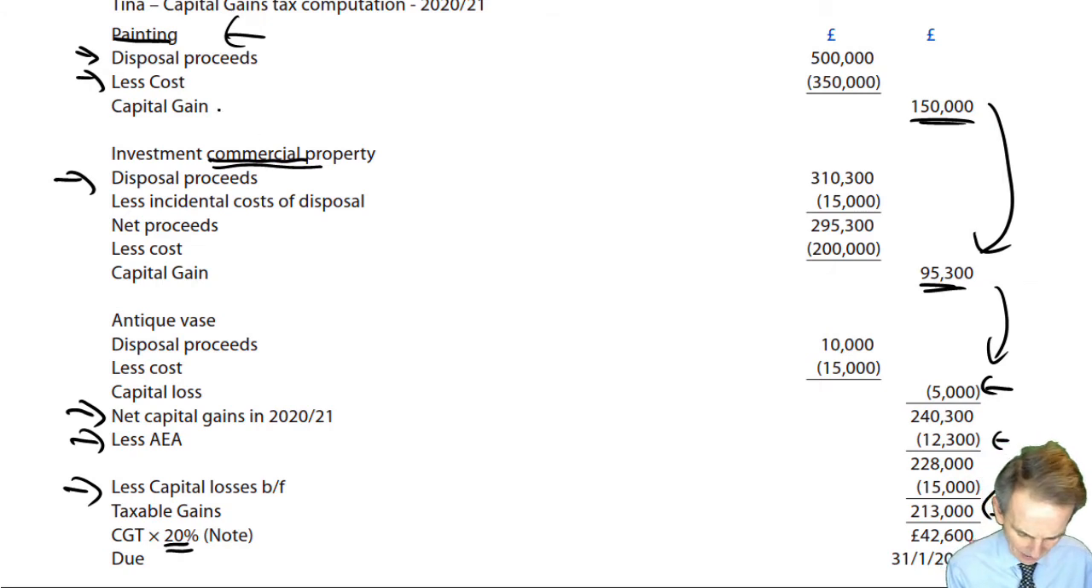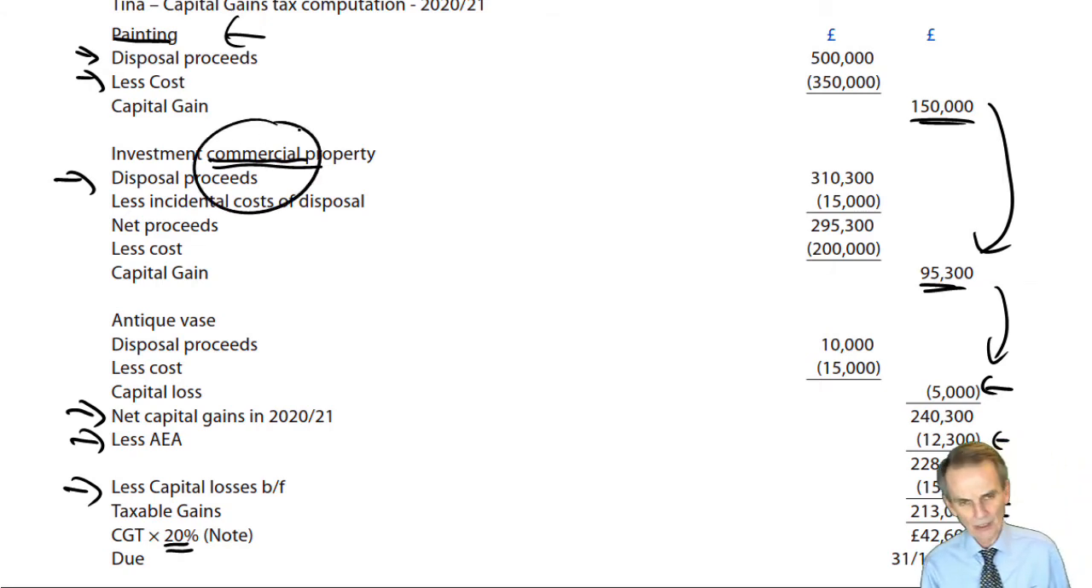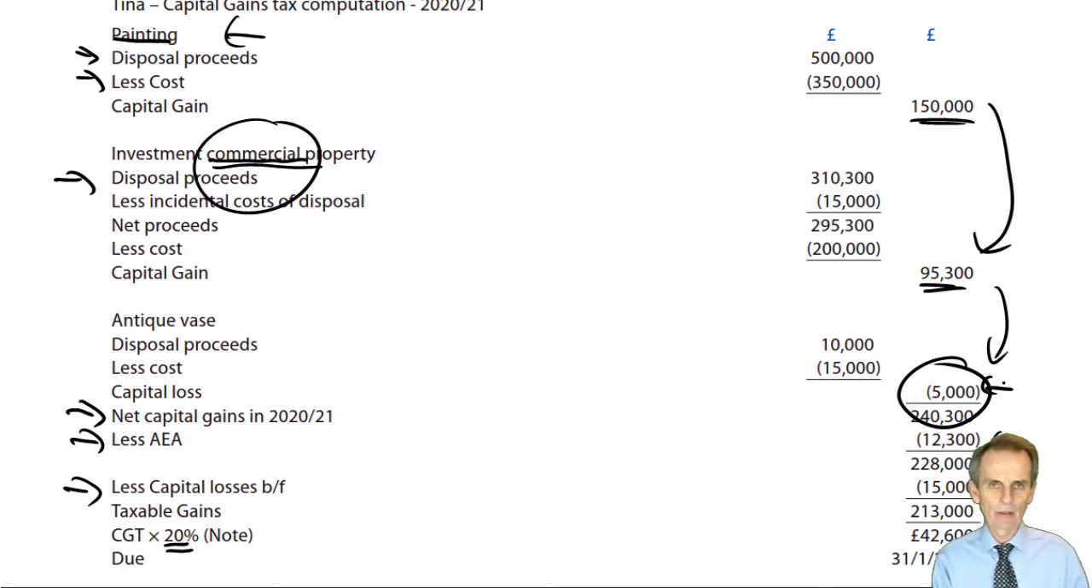Understand that if this had been not commercial but residential, then residential property gains in the higher rate band wouldn't be taxed at 20, they'd be taxed at 28%. So on that basis, when it comes to deducting that loss, where would we have deducted it? We'd have had separate columns here for the two gains made. Our residential property separated out from any other assets. That was just the painting, the only other one that we made a gain on. And now we've got the loss on the antique vase.